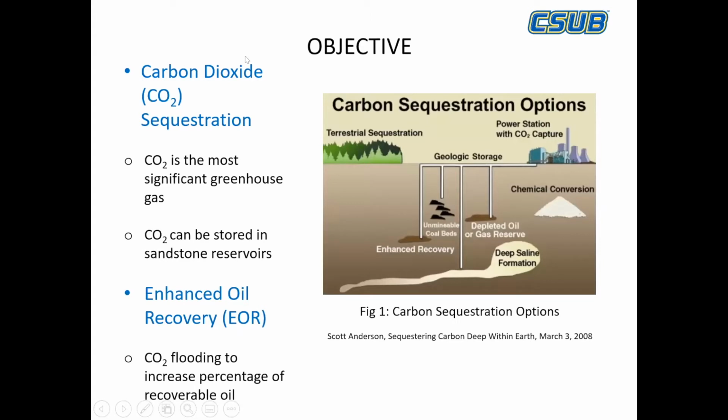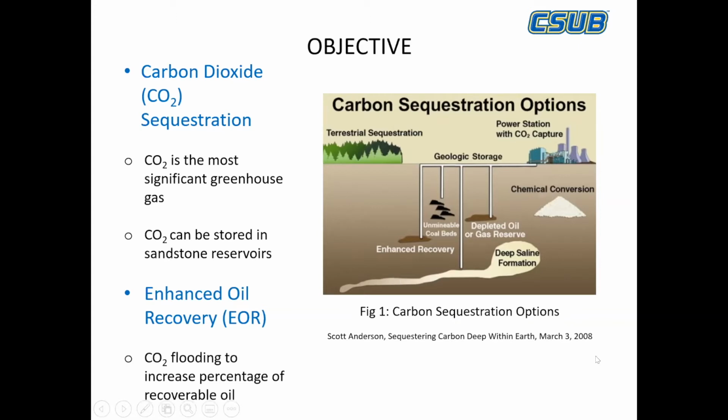So what's the objective of our research? The objective of this research is actually twofold. We are looking into carbon dioxide sequestration. Now, carbon dioxide is the most significant greenhouse gas. As we all know, it contributes to global warming, so it needs to be safely stored. And carbon dioxide can actually be stored in sandstone reservoirs.